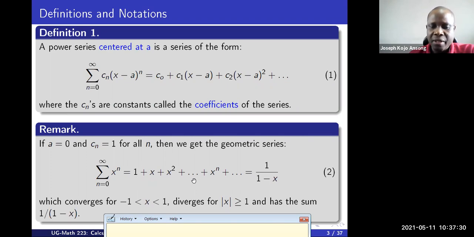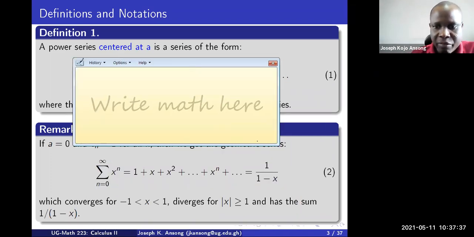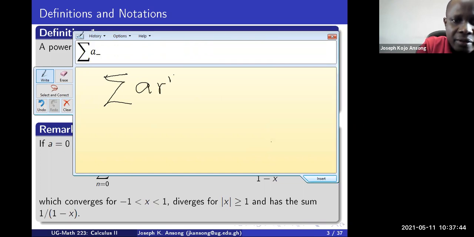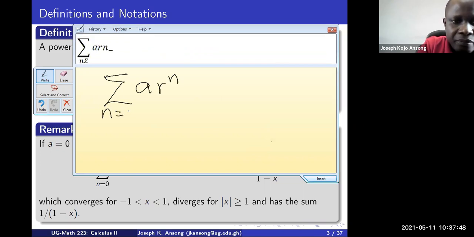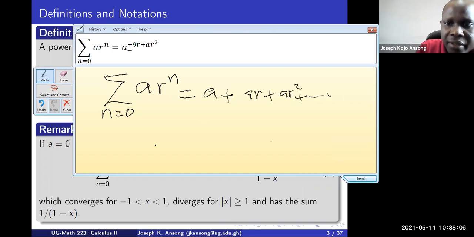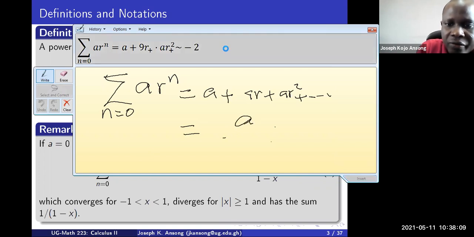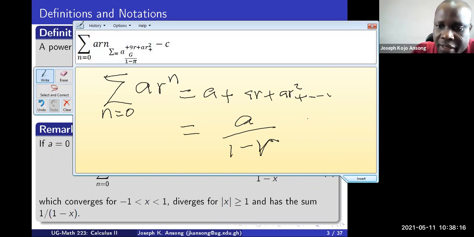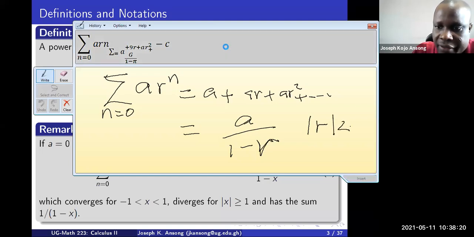Because it's a geometric series, we know how to sum geometric series. So remember, for a geometric series, you have the series a r to the n, if n starts from 0. Then you're going to have a plus a r plus a r squared and so on, right? And we know that this sums to a over 1 minus r, where r is the ratio, and the series converges when the absolute value of r is less than 1.